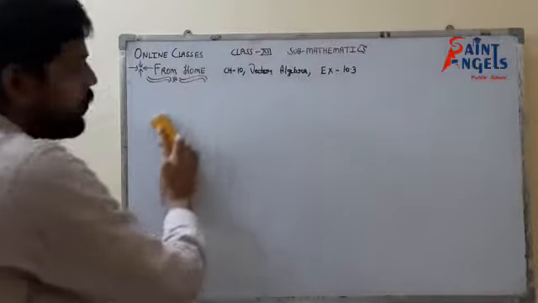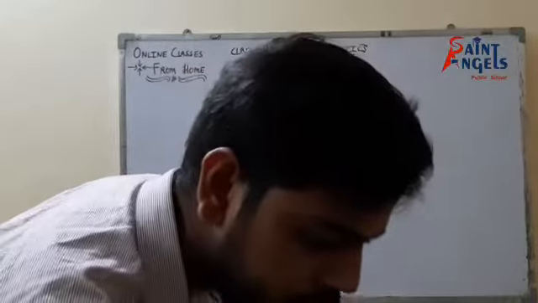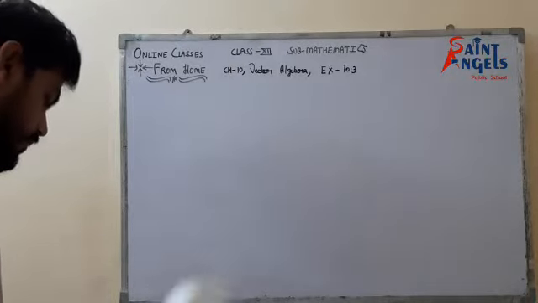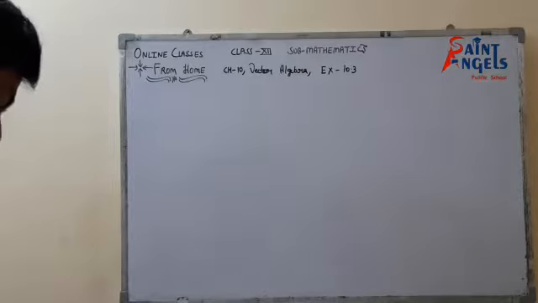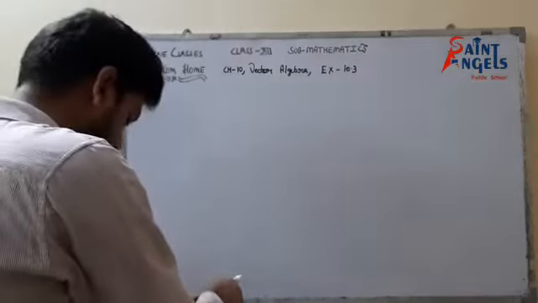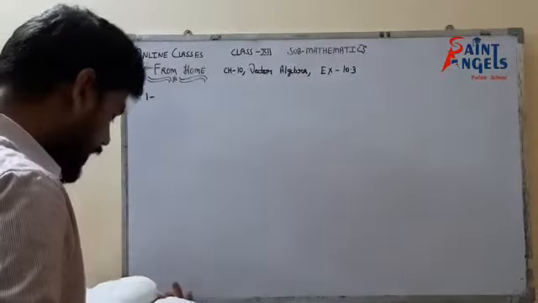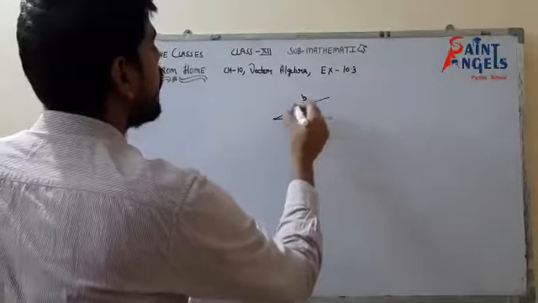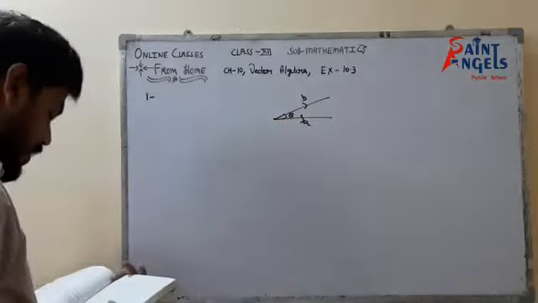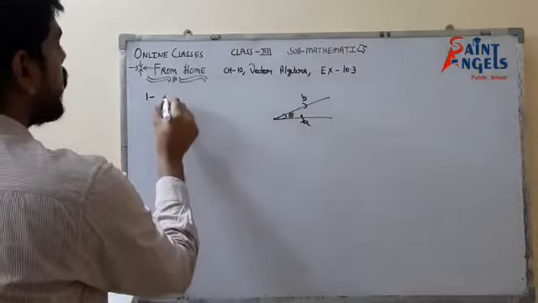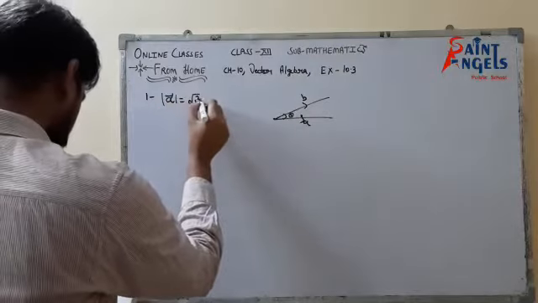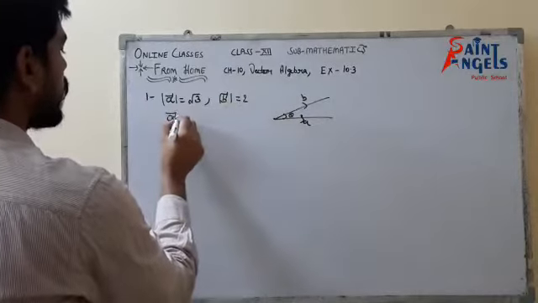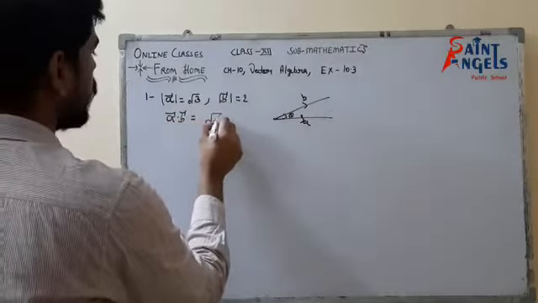Now just open your NCERT book and come to exercise 10.3. Look at the first question. Find the angle between two vectors. We have been given two vectors, vector A and vector B, and we have to find the angle between them. The magnitude of vector A is equal to root 3, the magnitude of vector B equals 2, and their dot product A dot B is equal to root 6. Okay, so it's very simple.